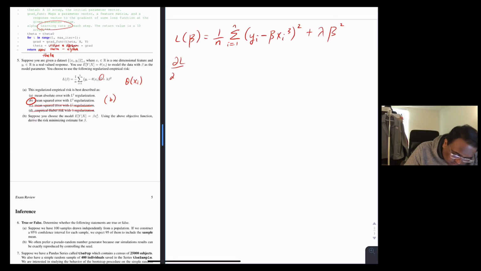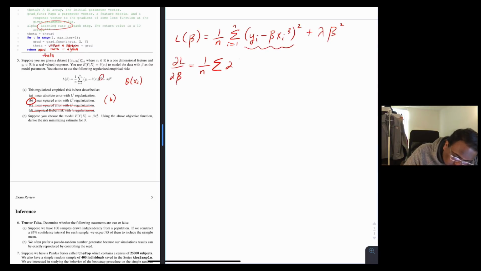Well, we take the partial derivative with respect to beta and set it equal to 0. So what's the partial derivative in this case? Well, it's a sum, so it's going to remain a sum. And just for brevity, I'm not going to write the i equals 1 to n. I'll just write it as a sum. Now what's the derivative of this term with respect to beta?